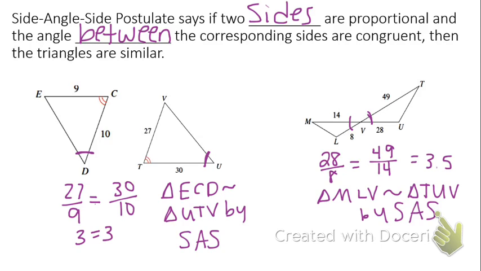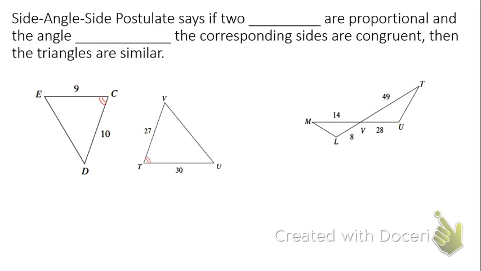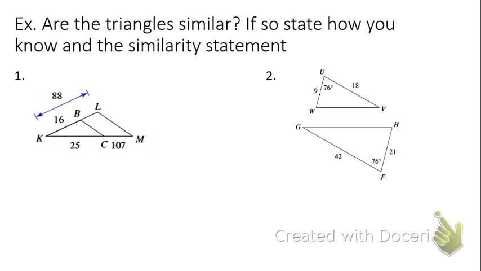Okay, so we've learned 3 postulates. We have angle, angle, side, side, side, and side, angle, side. So now we want to know, are these triangles similar? If so, how do we know? So for number 1, we have the big triangle, KLM, and then the smaller one, KBC.